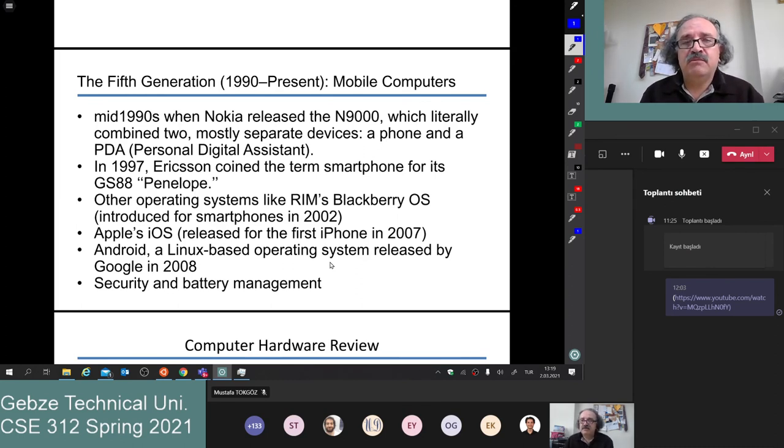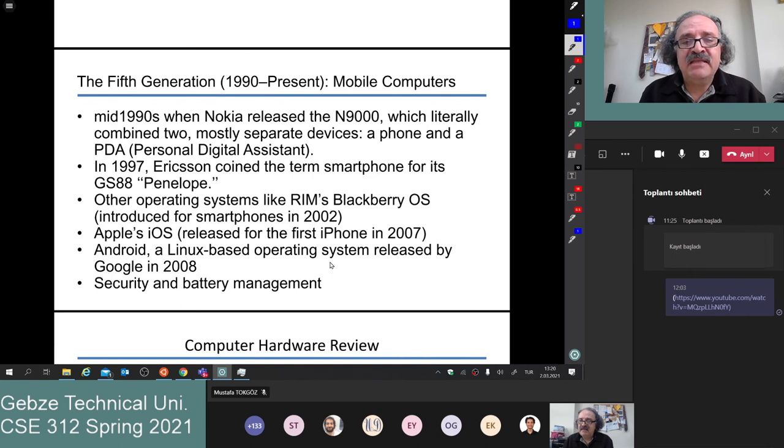Computers are getting smaller and smaller, and they are becoming more available. Nokia in the 1990s had this crazy idea of combining a cell phone with a personal digital assistant, with a computer. And Ericsson called it the smartphone in 1997. But both Nokia and Ericsson couldn't commercialize this product in a successful way. They went bankrupt. Instead, Apple with the iPhone launched a very successful smart computer operating system, iOS.